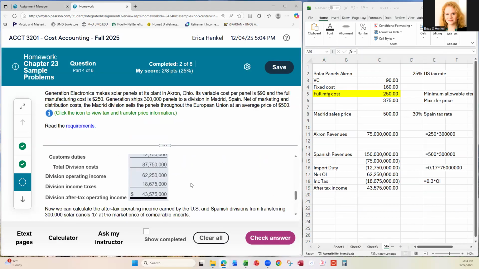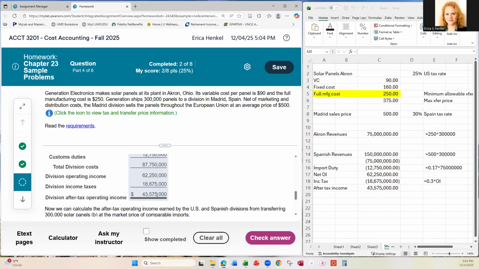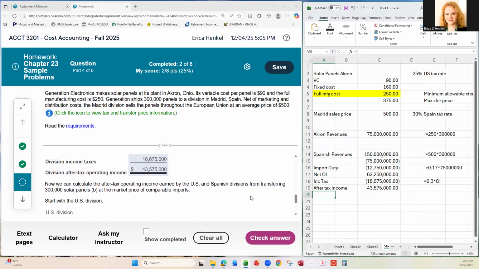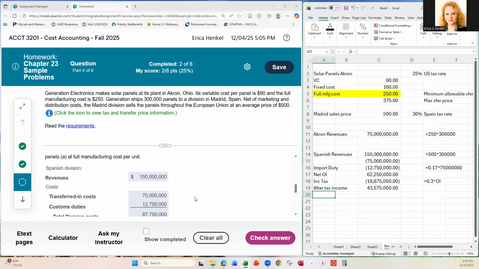All right. So in total, we had 0 income over here, and then we had 43,575,000 here. So that's our total income. The next thing they want us to look at is, what happens if we decide to put a higher transfer price on it? What if we transfer them at the market price of comparable imports, which would be, let's see here.